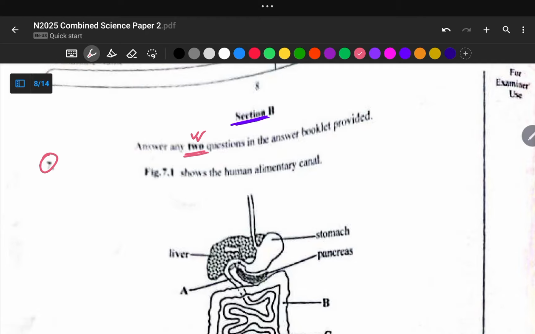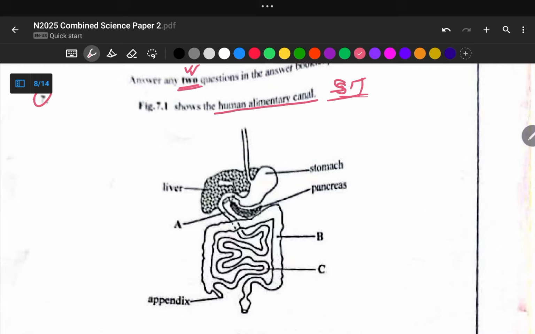Number 7 says Fig 7.1 shows the human alimentary canal, the gut system, the GIT system, right? First you need to appreciate the general anatomy of these systems. We have the GIT, the CVS, cardiovascular system, the respiratory system, and then the genitourinary system, right?